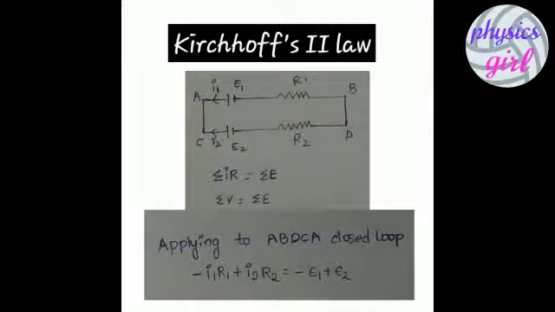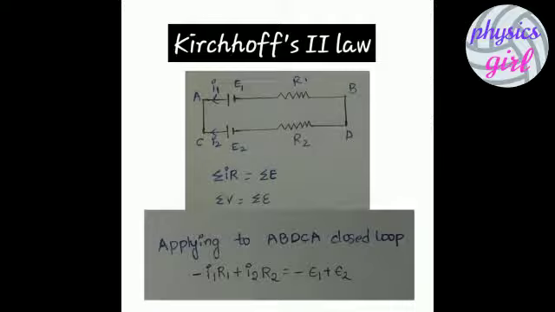Now applying Kirchhoff's second law to the ABDCA closed loop. Now I am calculating the LHS part, that is sigma IR. The current I1 is in anti-clockwise direction. The anti-clockwise direction is negative. So the current is minus I1 and the resistance is R1. So the product of current and resistance is minus I1 R1.